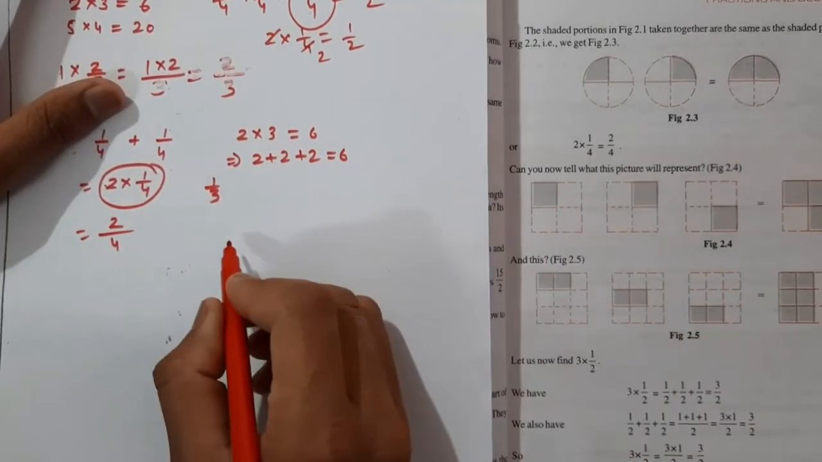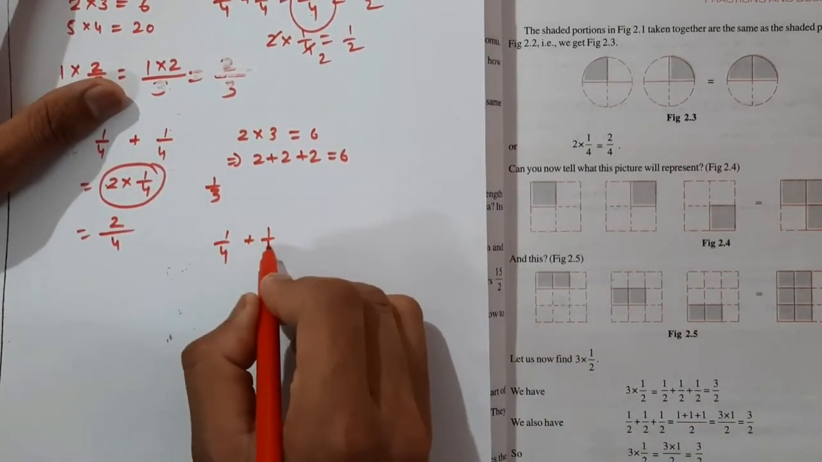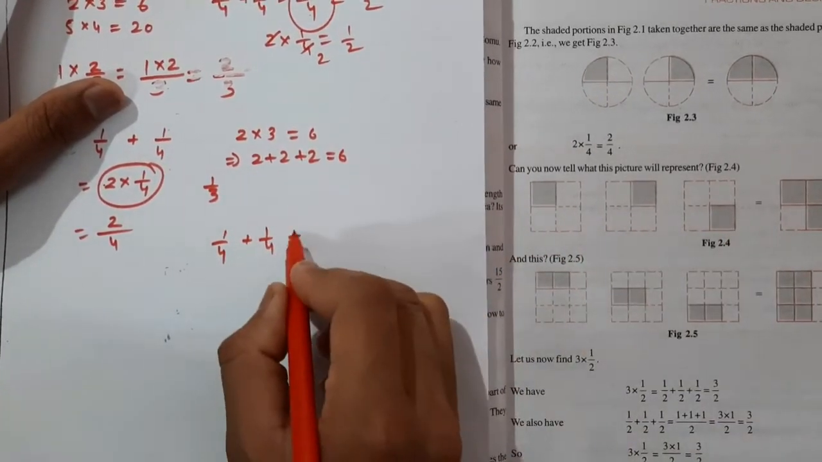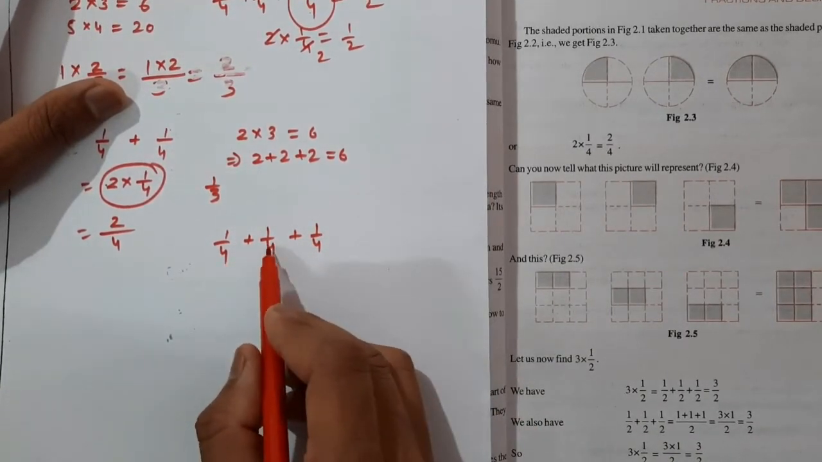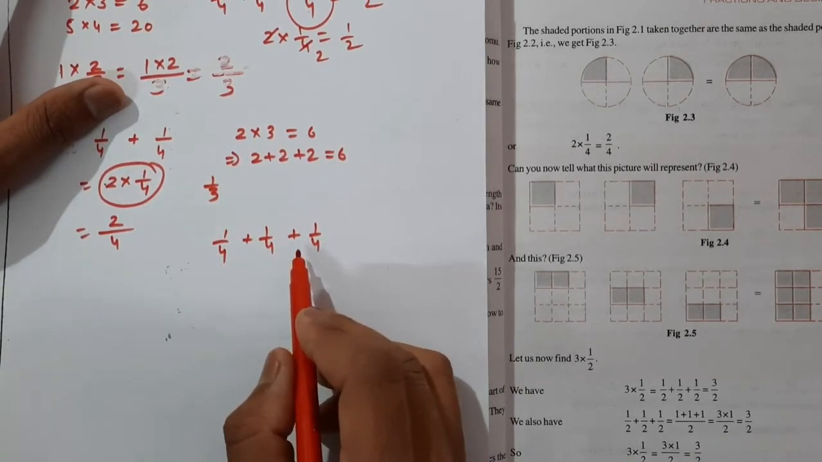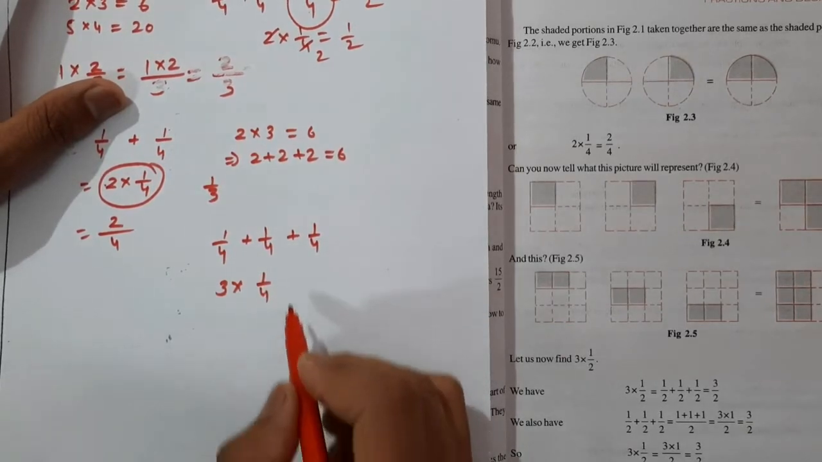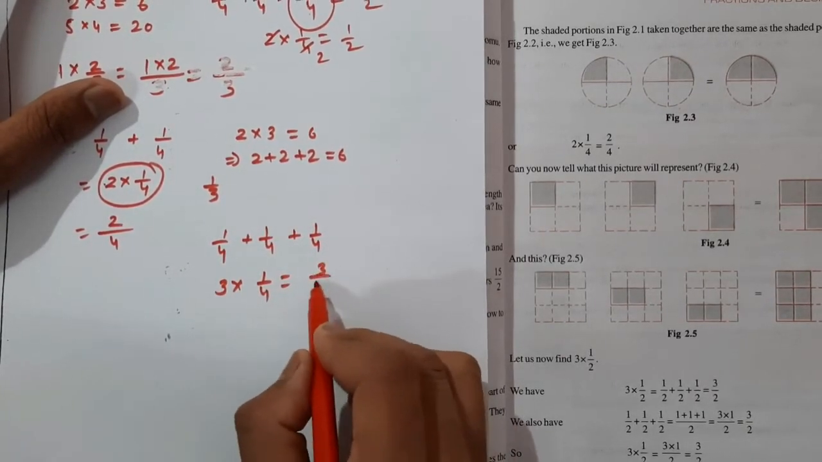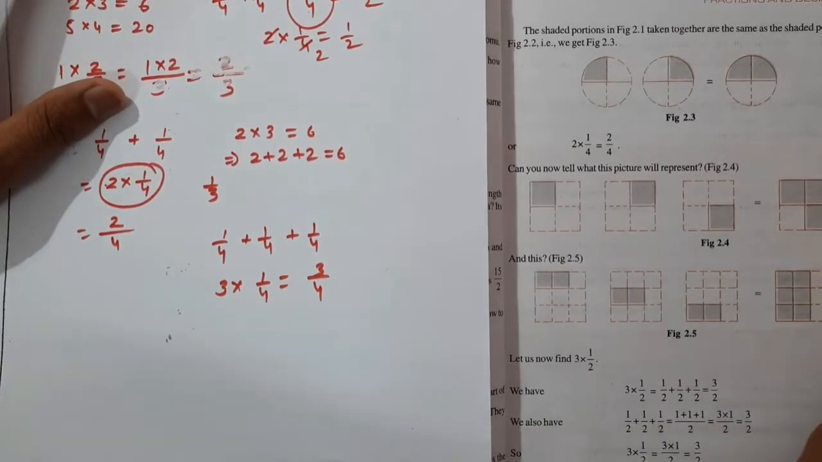This portion represents 1 upon 4 and this one 1 upon 4 and this one 1 upon 4. Here 1 upon 4 plus 1 upon 4 plus 1 upon 4. 1 upon 4 कितने टाइम है? 3 टाइम. So we can write as 3 into 1 upon 4. That means 3 upon 4. So we get 3 upon 4.